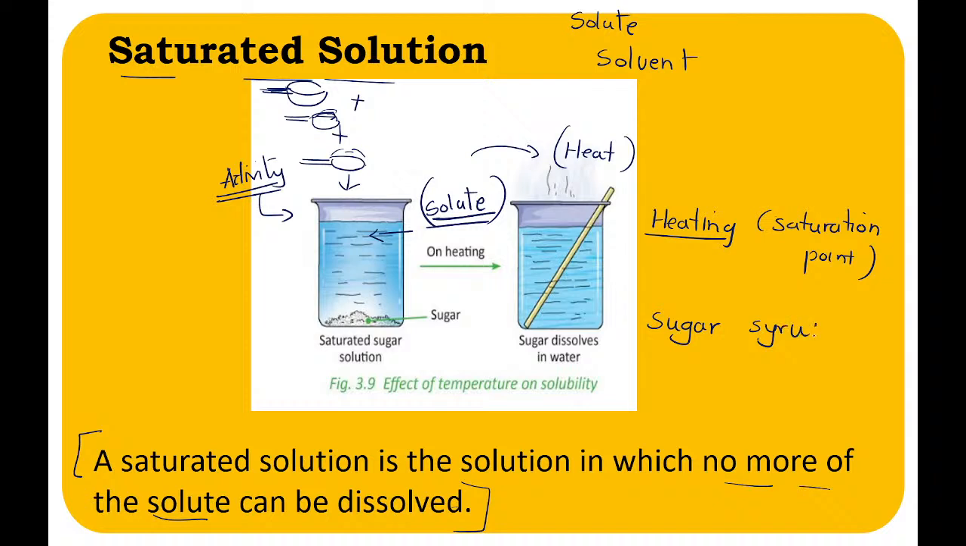Sugar syrup, which we prepare for sweets like gulab jamun and rasgullas. How do we do it? We dissolve a lot of sugar in water, and if it is not getting dissolved, what do we do for the sugar syrup? We heat it and dissolve it. Okay, that's the last part of it.